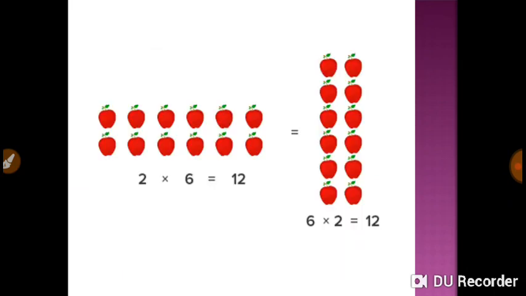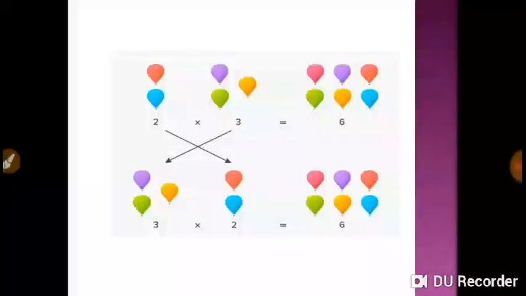Look at another example. In this example, you can see some number of apples. They have to be multiplied. In the first representation, you can see that there are 2 columns and 6 rows. So, 2 into 6 will give you 12. In the second representation, you can see that there are 6 columns and 2 rows. 6 into 2 will also give you 12.